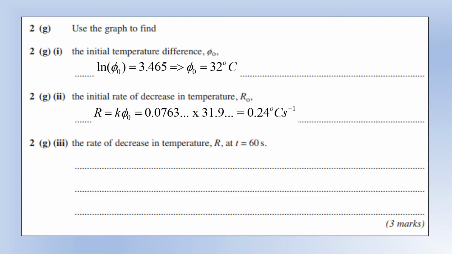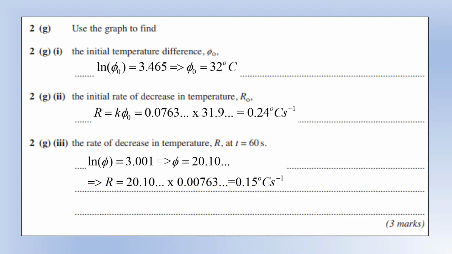And then we can essentially go through the same process at 60 degrees. You can read off the value of log of temperature difference, calculate the temperature difference, then multiply it by k to get the rate, which is 0.15 degrees Celsius per second. And we can see that the rate has decreased, so that makes sense.